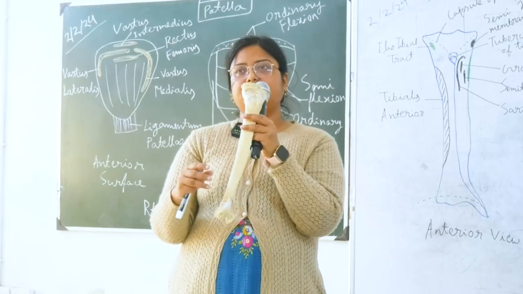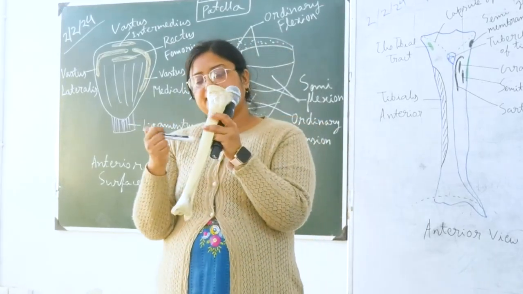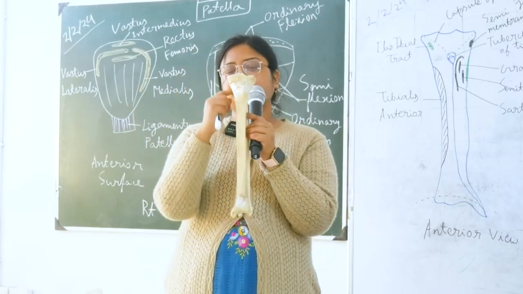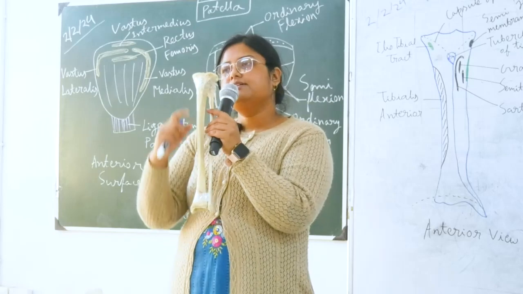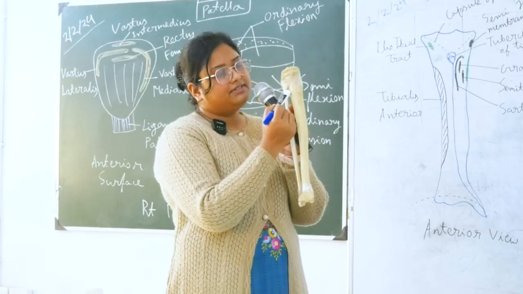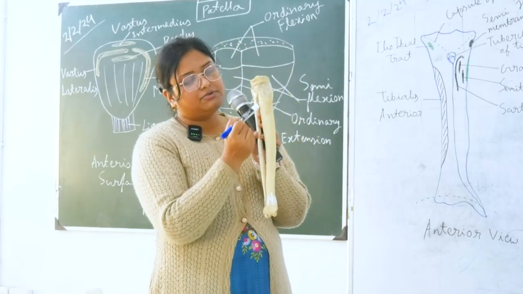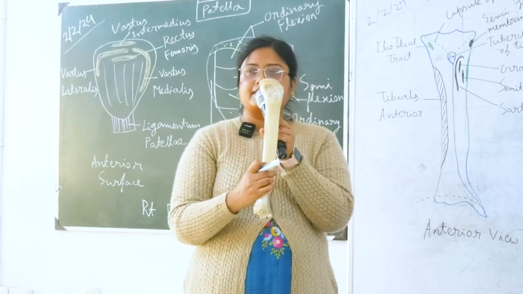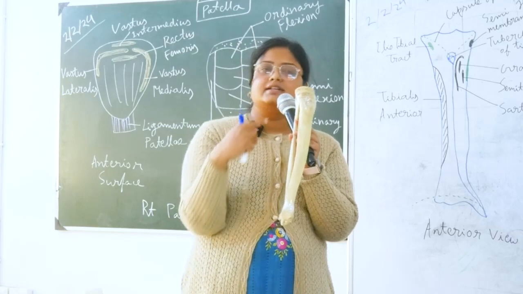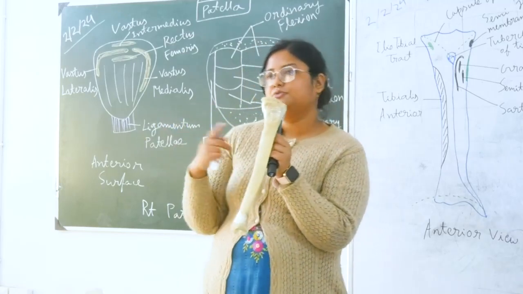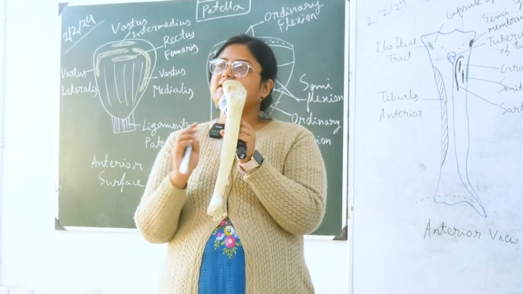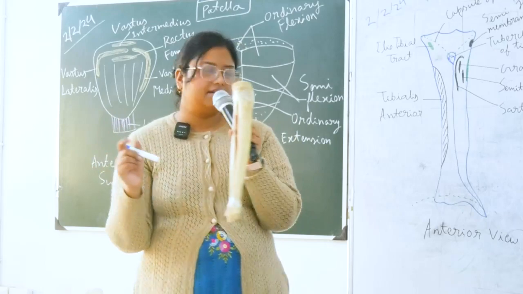The posterior surface is divided by one very oblique ridge, which extends downward and medially, meeting the medial border at the junction of upper one-third and lower two-third. This ridge, this line, is known as the soleal line. Soleal line, you will be asked to show it. Just below the soleal line, there is attachment of the soleus muscle.